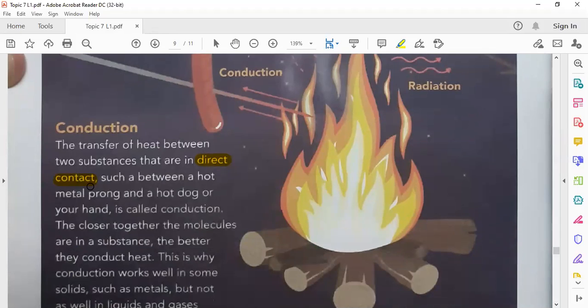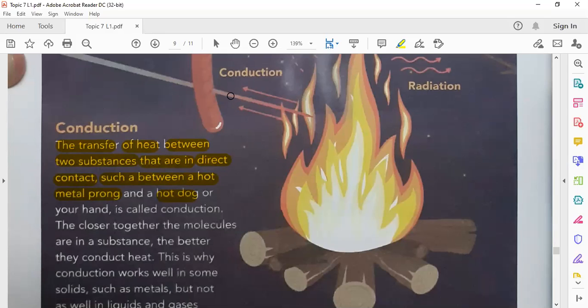Now, what is the meaning of transfer? Moving. The transfer of heat is the movement of heat between two substances or two objects that are in direct contact, such as between a hot metal prong here and the hot dog. We have two substances, the hot dog and this metal. Heat moves in this case from the metal to the hot dog, and for this reason, the hot dog becomes hot and you eat it.